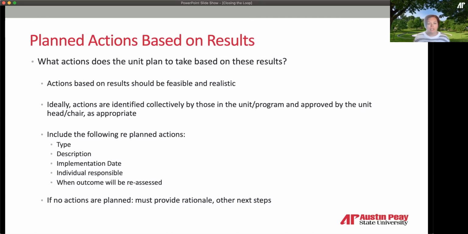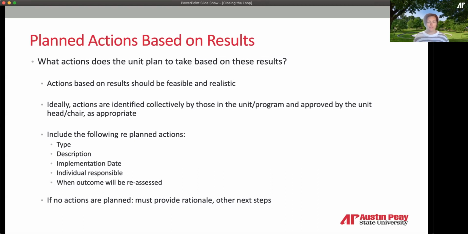Ideally, the actions that you identify as a unit, no matter how large or small your unit is, are something that is collectively decided. Now, we can't always have consensus on everything, but if you can get to a place where you as a group feel good about the steps you're going to take next, and if needed, get that approved by a unit head or a chair, that's really what you're looking for: what are the steps we're going to take next based on this information that we have collected.